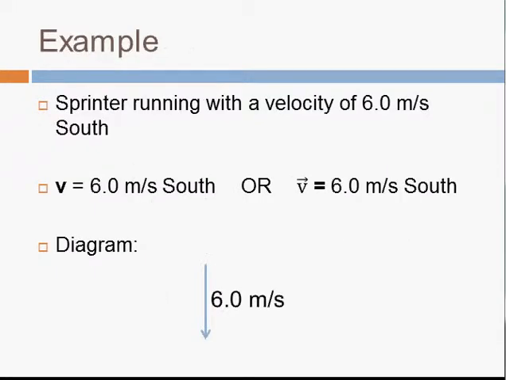So for instance, let's say we have a sprinter running with a velocity of 6 meters per second. Well, if we want to symbolize that, we could say bold v is 6 meters per second south, or we could say v with the arrow on top is 6 meters per second south. Or if we want to draw a diagram, it's south, so we point the arrow down, and then we can make it a certain length and say that's 6 meters per second. If we had another arrow that represented 3 meters per second, we'd cut it in half, since 3 is half of 6. If it was 12, it would be twice the length.